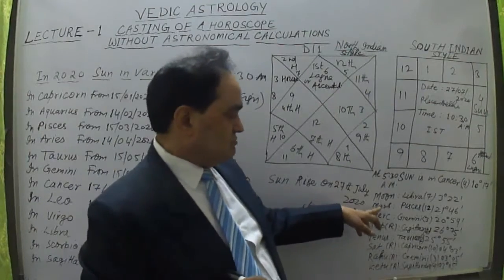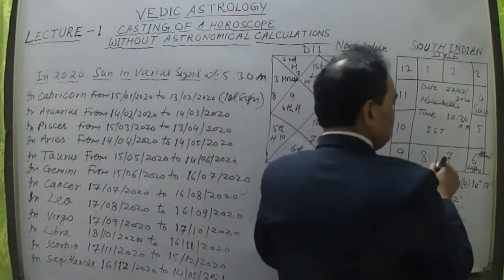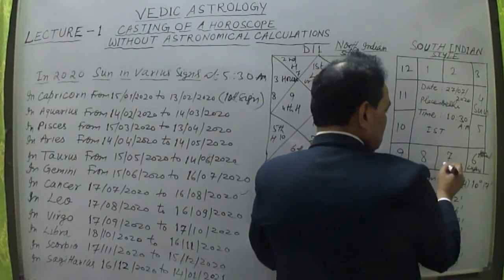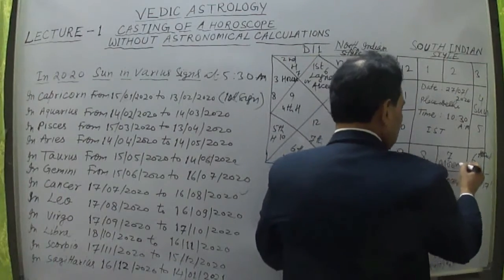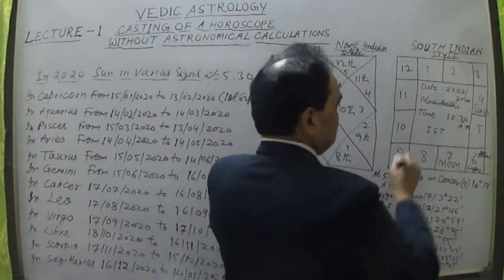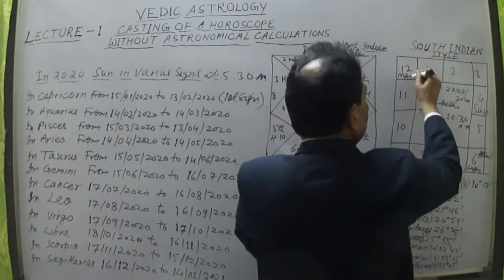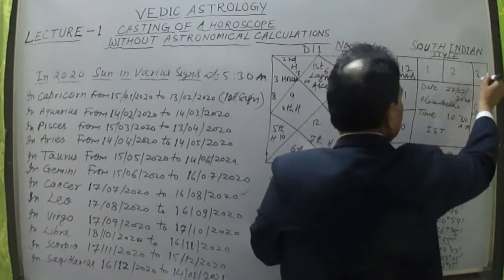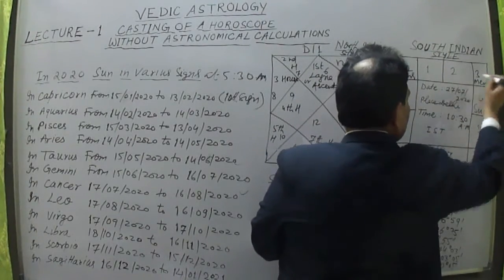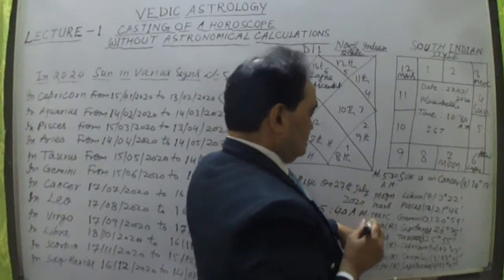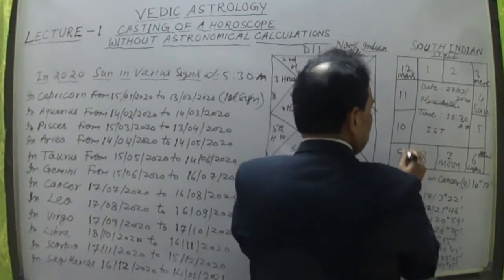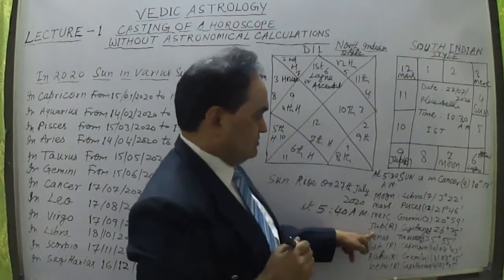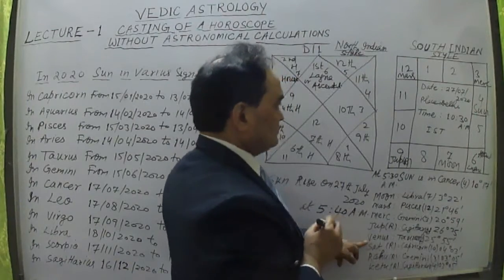So we write here, Moon was in Libra sign. Sun was in Cancer sign. Ascendant is Virgo, and this here is the Moon. Then Mars is in Pisces sign. Mercury is in Gemini sign. In this way, we place the planets. And Jupiter, retrograde, is in Sagittarius sign. Then Venus is in Taurus sign.